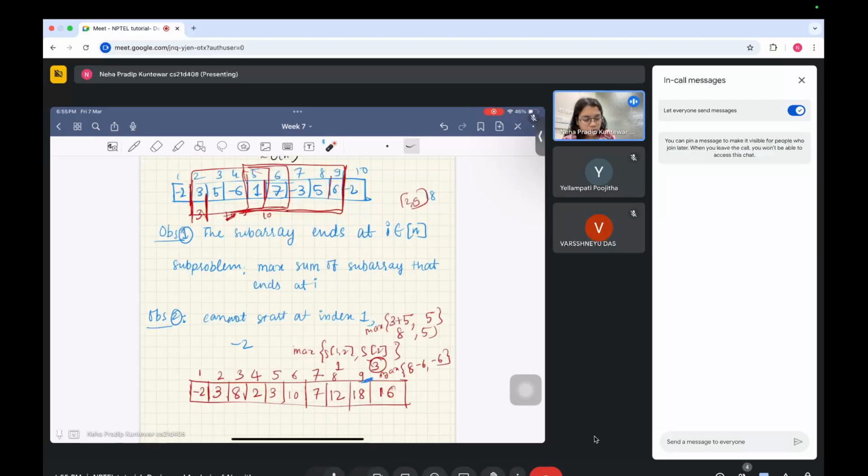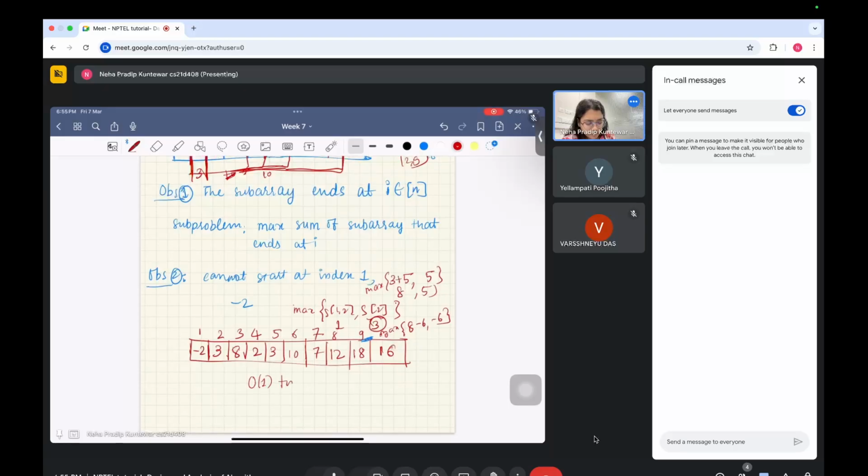So at every point, what are the kind of checks that we are doing? Let's say I want to find at 4. I'm just looking at the value at 3 and adding it to the value at 4 in the given array, finding the sum, and finding the maximum between the sum and the element's value itself. So this is just an order one operation. You are just adding two elements and checking for the maximum. You can do this in order one time per entry.